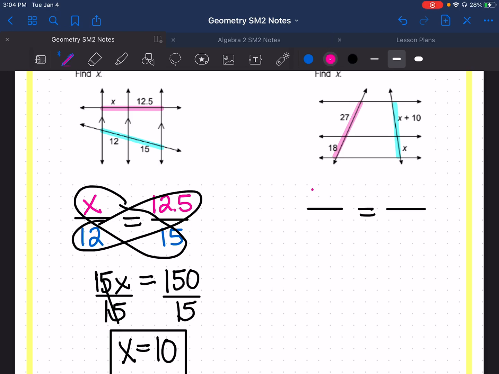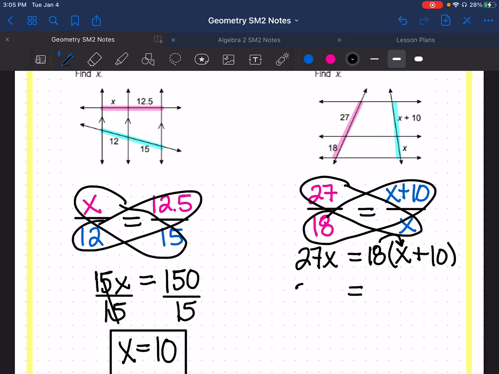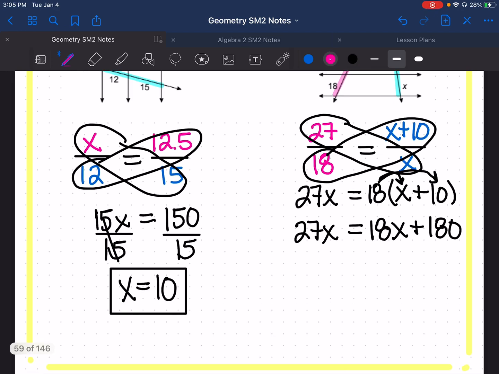So I'm going to go 27 over 18, and I'm going to do x plus 10 over x. I'm going to cross multiply. No, it doesn't matter which one you do first. I've gone back and forth between the two. Remember that when you do the second one, though, you are distributing it, the 18 to both the x and to the 10. So I've got 27x, 18x, and plus 180. I have an x on both sides.